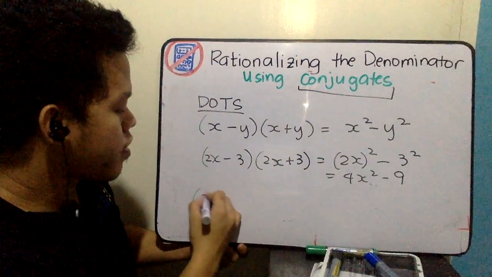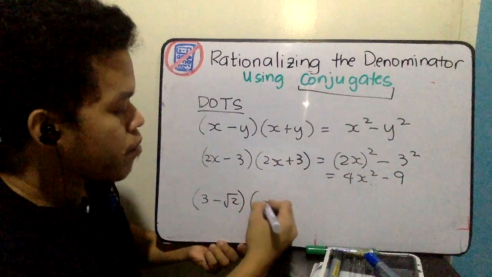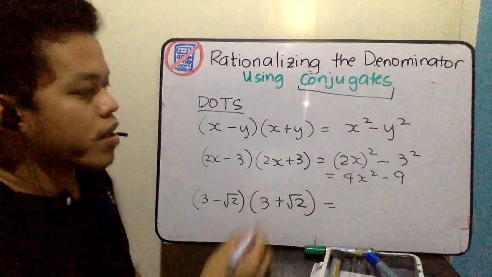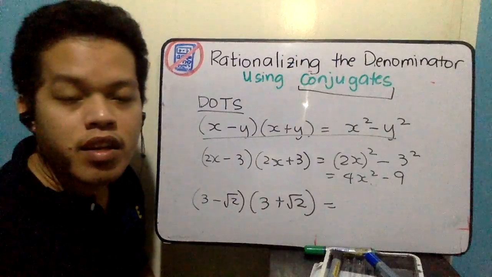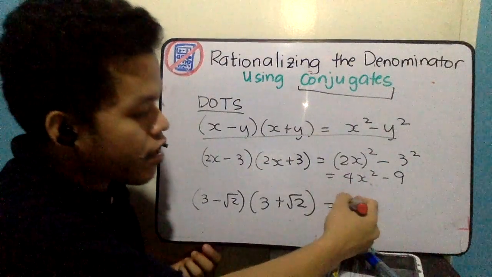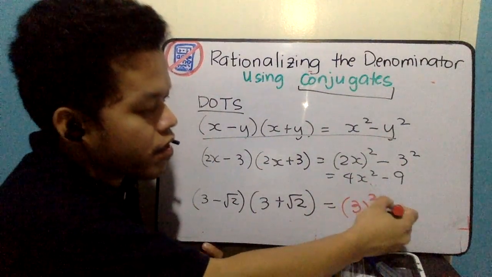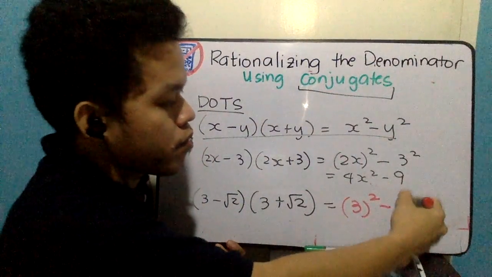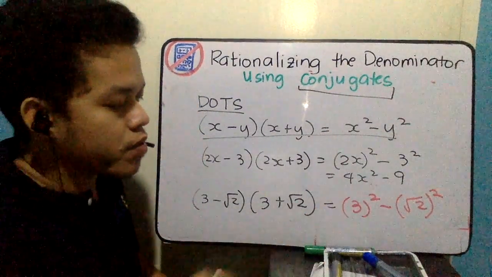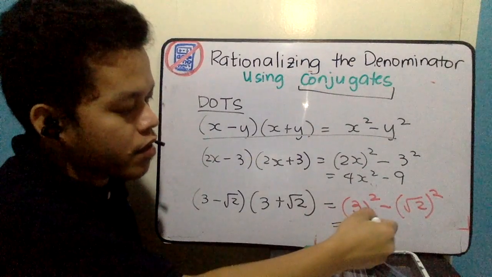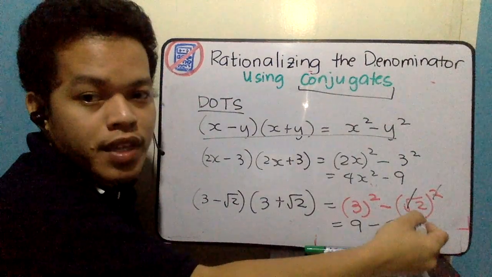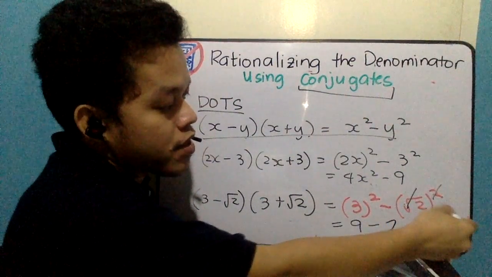Let's take for example 3 minus square root of 2, multiplied by its conjugate 3 plus square root of 2. You can also apply the difference of two squares to radical expressions. You have the square of the first term, which is 3 squared, minus the square of the second term, which is square root of 2 squared. Observe that 3 squared gives us 9, minus the square and the radical cancel, giving us 2. So 9 minus 2 is equal to 7.